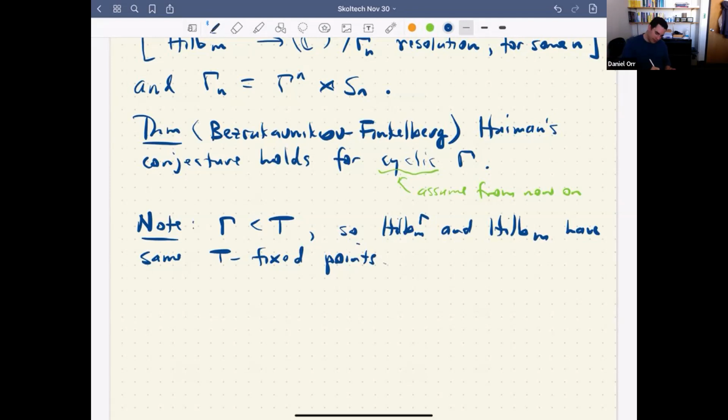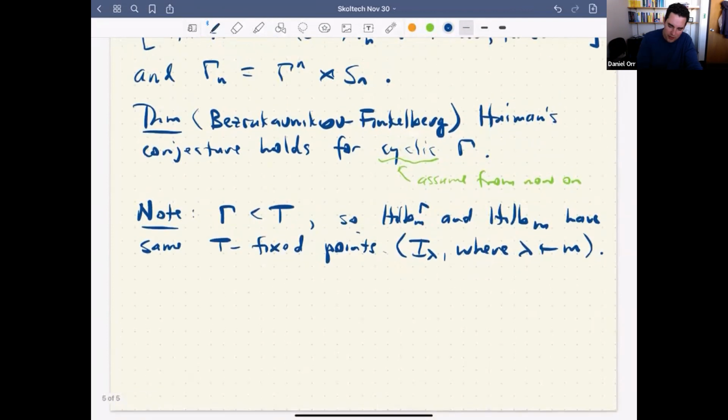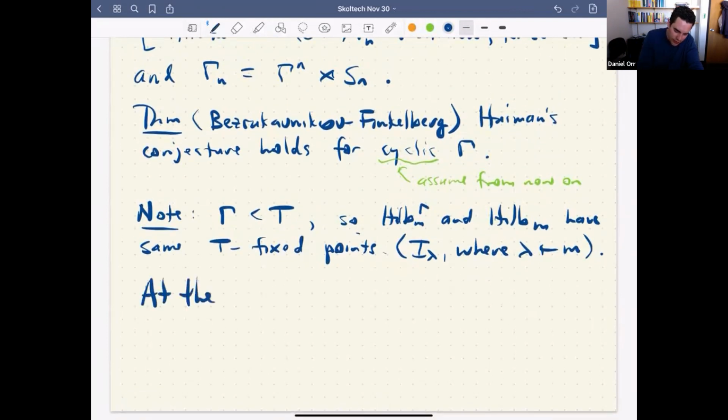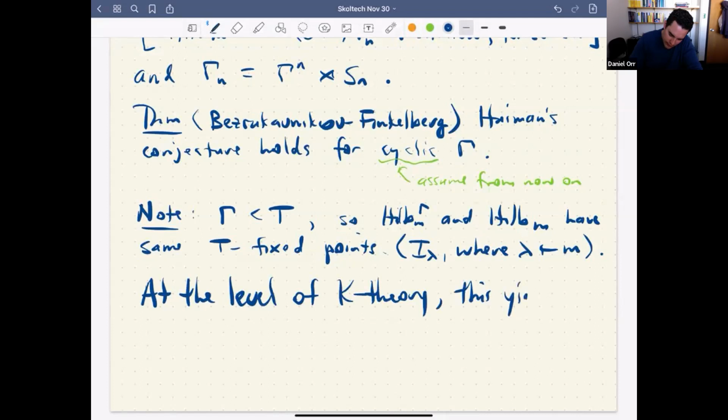Which are the I lambdas, where lambda is a partition of M. So in terms of the indexing data, we have the same indexing set. We have all partitions of M. In a nutshell, what happens here is that at the level of K theory, this yields positive wreath Macdonald functions.